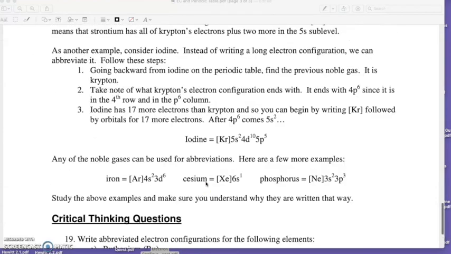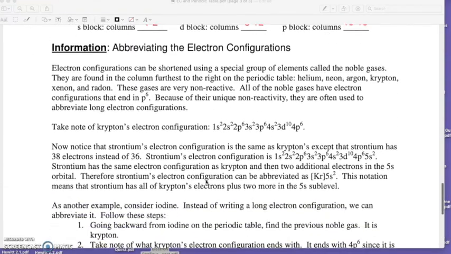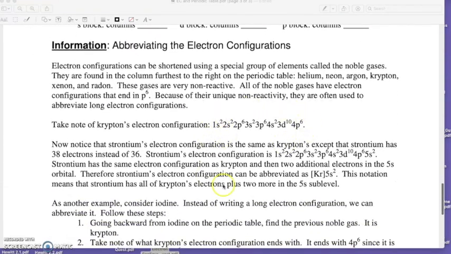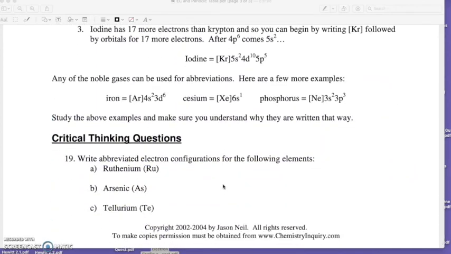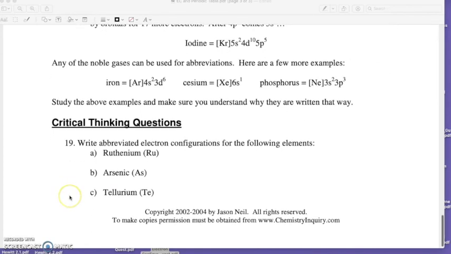So the abbreviated configurations are an easy way to do it. You should definitely be able to write out the whole configuration, but there'll be times when you can use abbreviated, and as you get better, abbreviated will be the way to go. A lot here, okay? Let's see if you can do configurations now.